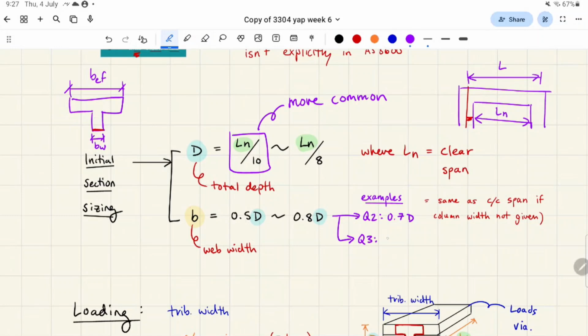And then in question 3, it takes it as 0.5 D. So I can't tell you which one's the right guess, to be honest. Sometimes you look at the solutions and wonder how they decided this, right? It's because there's more than one right answer, right?